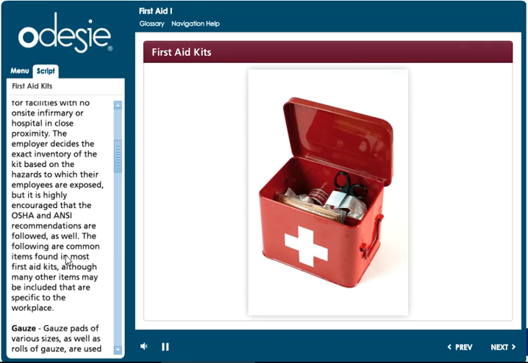The following are common items found in most first aid kits, although many other items may be included that are specific to the workplace.